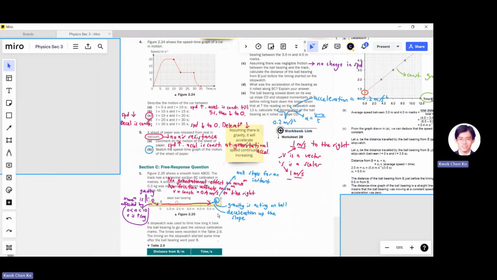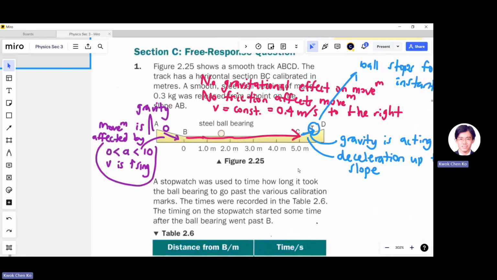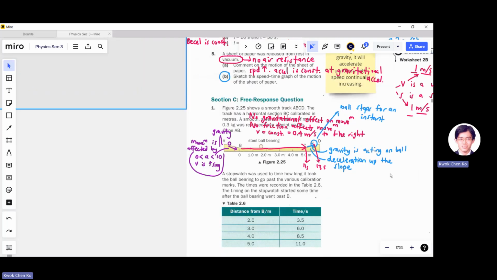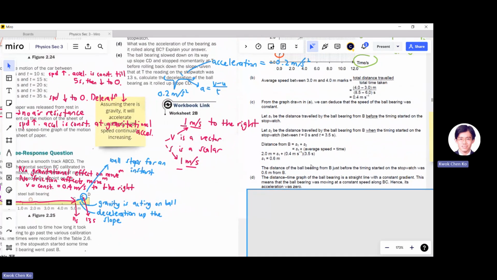So CD. Okay, look at this. 13. Look at 11, at this point. At point C, this is 11 seconds. Then it stops at point D, so it's 2 seconds. It's 13 seconds, so it's 13 minus 11 divided by 3. What's the formula? A equals V minus U over the time, 2 seconds. So it's negative 0.2. That's all? Yeah, that's all.